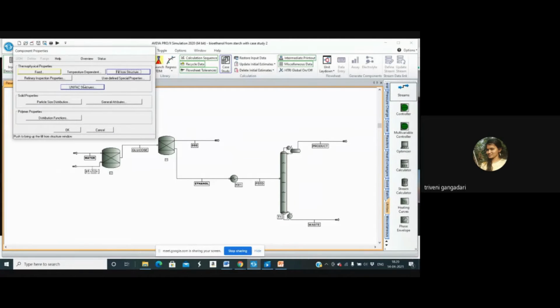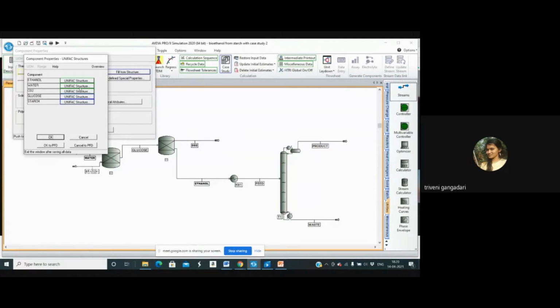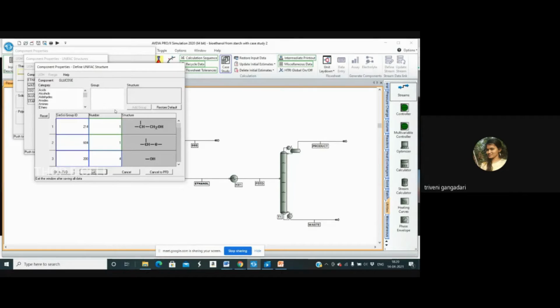And again, go to Unifact structures. I'll show you how to develop the structure of glucose. Here I'll show you how to build the formula of glucose. These are the functional groups and this is the frequency of occurrence, like how many times that particular fragment is occurring in the glucose molecules.